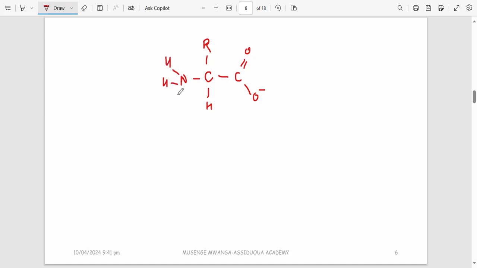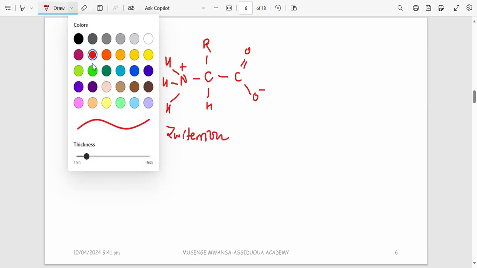Where is the third hydrogen coming from? It's the one which was on here. So this is going to be positively charged. An amino acid existing as both positively charged and negatively charged is known as a zwitterion. So this is known as the zwitterion nature of an amino acid.